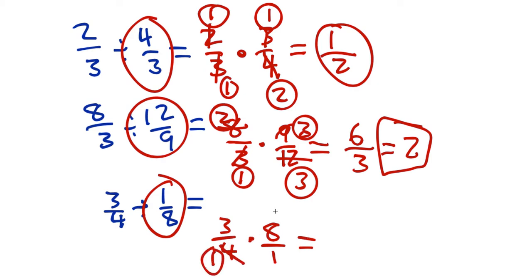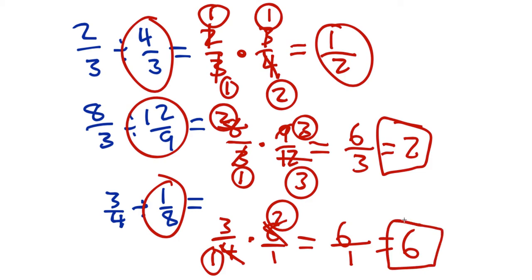That goes 1 time. 4 and 8 goes 2 times. So we're left with 3 times 2 on the top. That's 6 as the numerator. 1 times 1 is 1 in the denominator. Oh, 6/1. That simplifies to the integer 6. Awesome, guys. Keep up the good work.